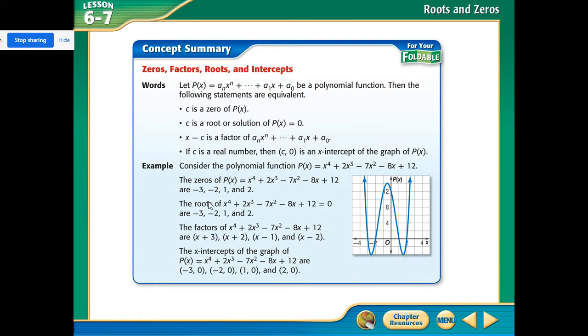They're all related, they all come from the same place. The zeros are part of the equation and the graph. The roots or solutions are when we set it equal to 0. The factor is what we multiply together to get this, and the x-intercept, along with the zeros, is where it crosses the x-axis. So those are the different things.